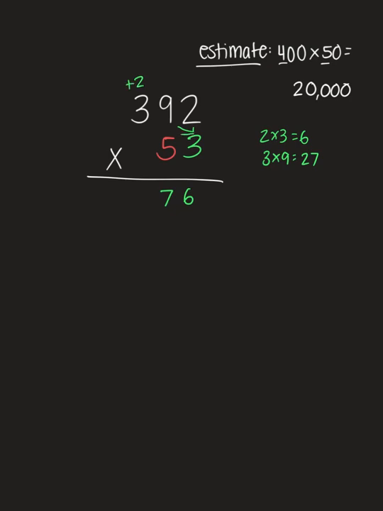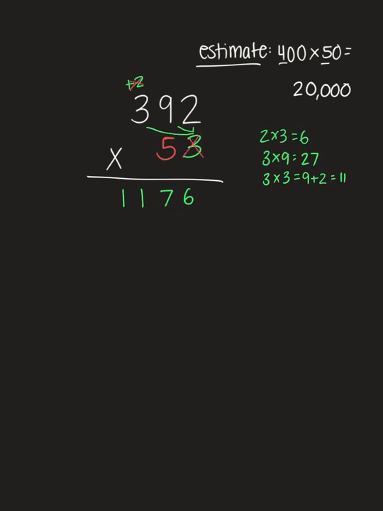Then I can take 3 times 3. And if I'm going too fast at all, you can pause the video. 3 times 3 equals 9, but then I'm going to add the 2 that I carried, and I get 11. There aren't any other digits, so I get to just write 11 here. So our first row is 1,176.